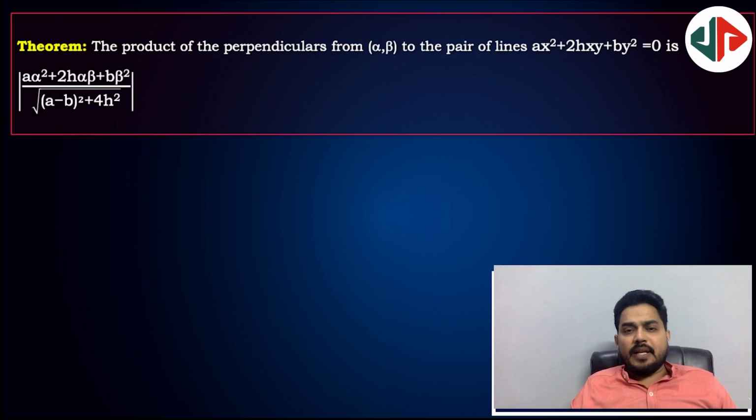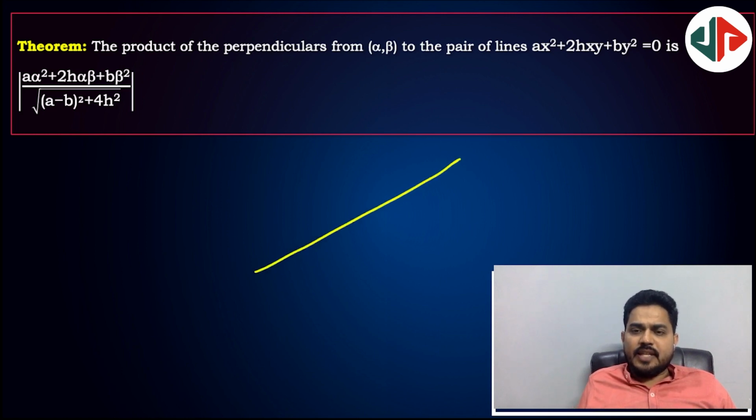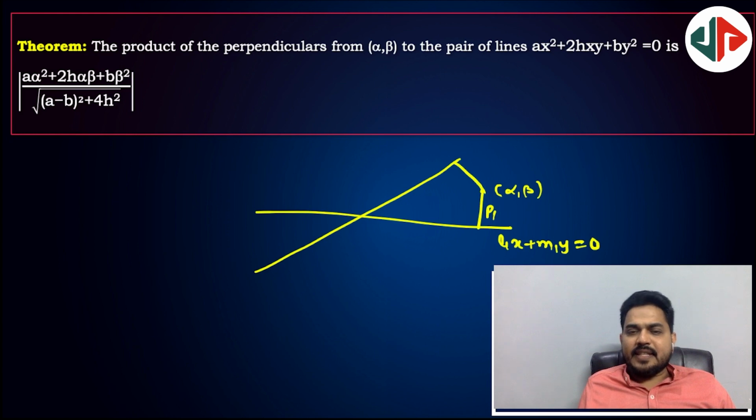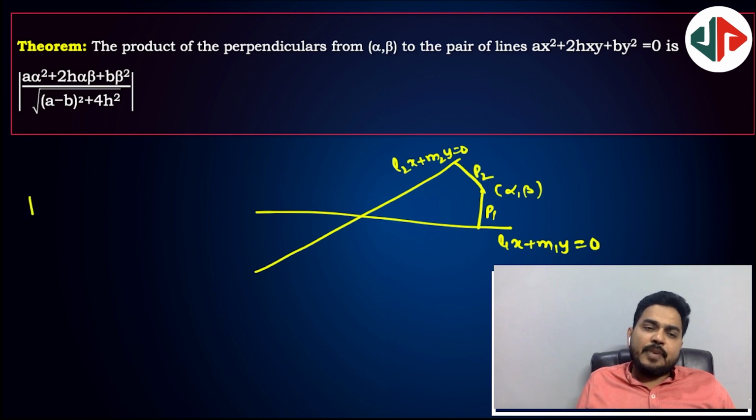Product of the perpendiculars from alpha comma beta to pair of lines. Here alpha comma beta is the point, and P1 is the perpendicular distance. This line is L1x plus M1y is equal to 0. This is L2x plus M2y is equal to 0. This is P2. So what is P1?